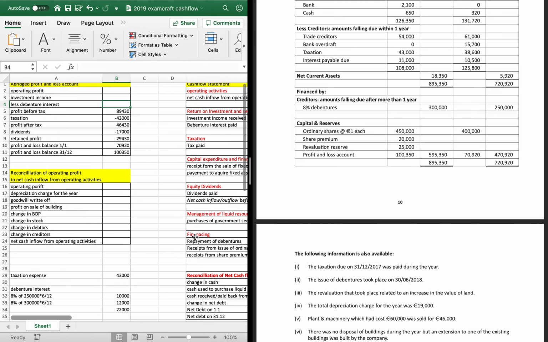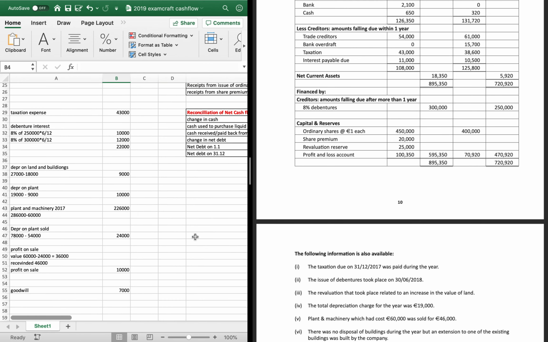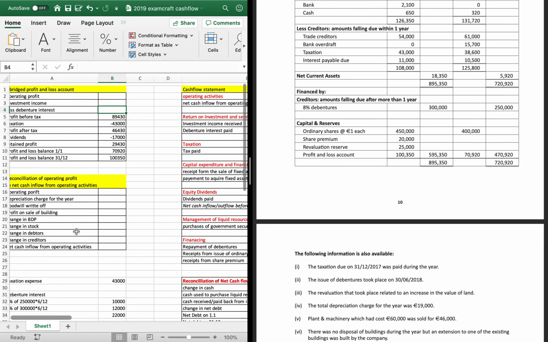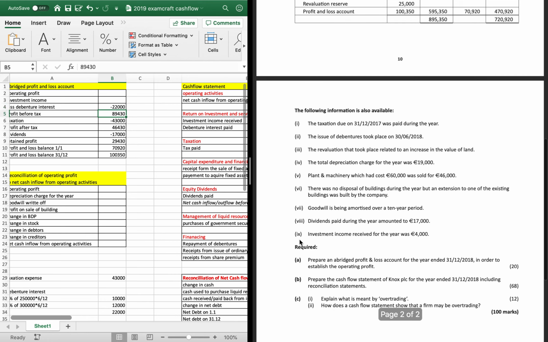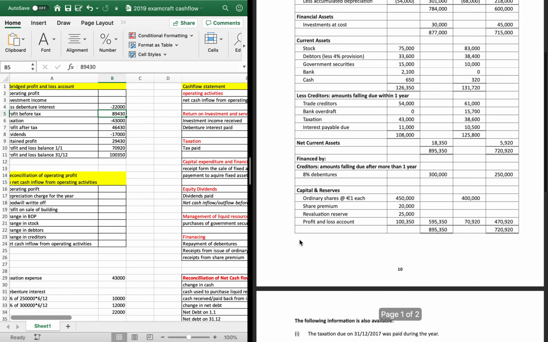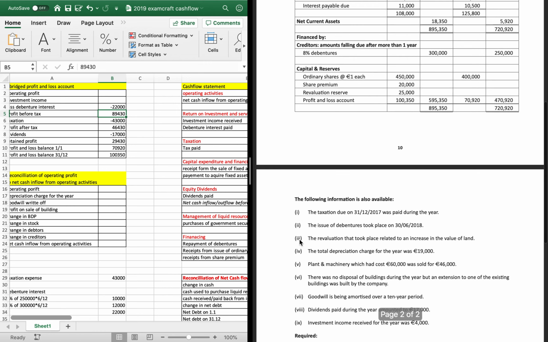The debenture interest we have worked out to be, is it 22,000? Yeah, 22,000. And the investment income is 4,000. It doesn't tell us any percentage on the investment, so we have to assume that that's the full amount. So some number plus 4 minus 22 is 89. So that'll be 107,430. And that's our operating profit.